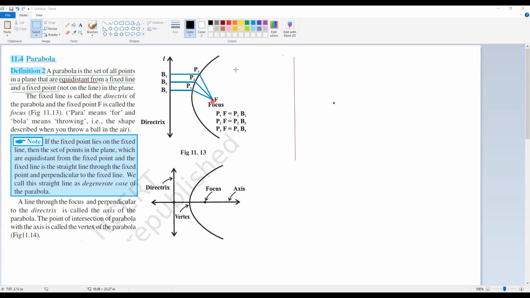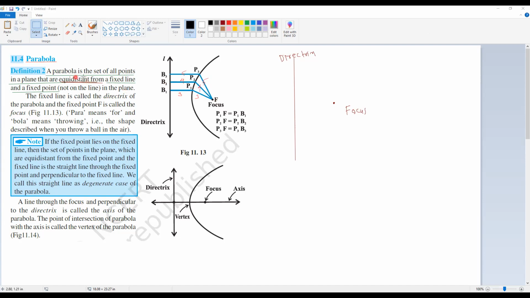Then this fixed point has a particular name that is known as the focus, and that fixed line has a particular name that is known as the directrix. Look, if you see this point, P1, P1F and P1B, they are equal. P2F and P2B2, they are equal. It should not be just the same distance in some fixed way; this will be 3, this will also be 3, or this will be 4, this will also be 4, maybe this is 5, this is 5, like that.